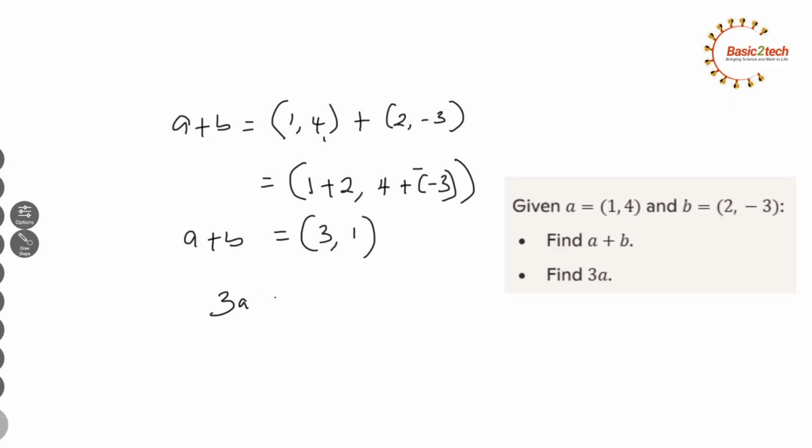Question B says find 3A. So this is a scalar multiplication. The 3 will multiply everything in the vector. So we have 3 times vector A, which is 1 and 4. So we now have 3 times 1 is 3, and 3 times 4 is 12. So that is our final answer.